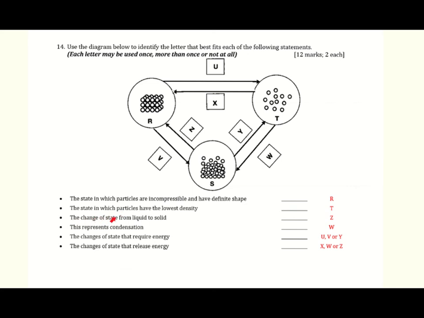Change of state from liquid to solid. Change in state, the answer should be something on the arrow. Change state from liquid to solid. Where is the liquid? Here. Or there, yes, S is liquid and solid is R. So the answer is Z. That represents condensation. Condensation change from gas to liquid. Yeah, look at the head of the arrow. Gas to liquid. So the answer is W.